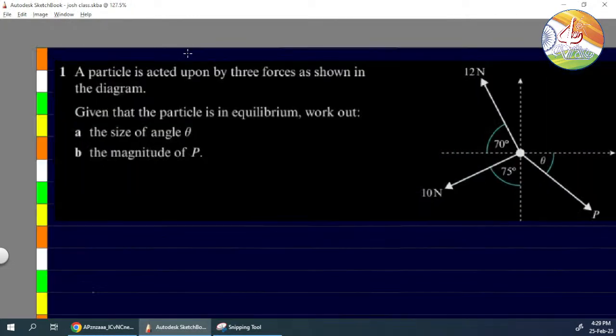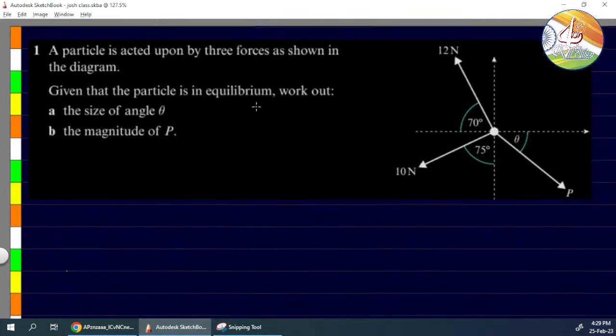A particle is acted upon by three forces as shown in the diagram. Given that the particle is in equilibrium, work out the size of the angle theta. So we need to find theta, and we need to find the force P. He's telling us that they are in equilibrium. So three forces, they are coplanar, they are all moving away. So which theorem can we apply? Lami's theorem. So what does Lami's theorem tell us?